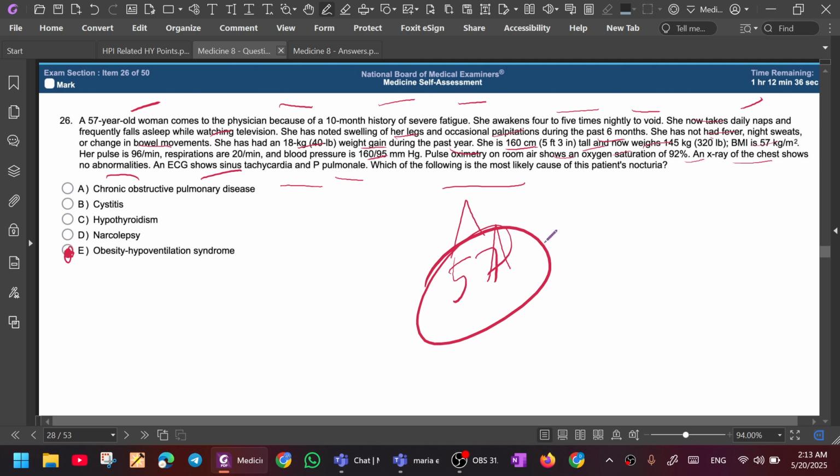Obesity hypoventilation syndrome, OHS, is the most likely cause of the nocturia. OHS is occasionally encountered in patients with BMI over 30 and is common in patients with BMI over 50. Chronic alveolar hypoventilation leads to both hypercapnia and hypoxemia. Hypercapnia results in compensatory metabolic alkalosis, which manifests as an increased serum bicarbonate concentration, while chronic hypoxemia can lead to pulmonary hypertension and polycythemia.